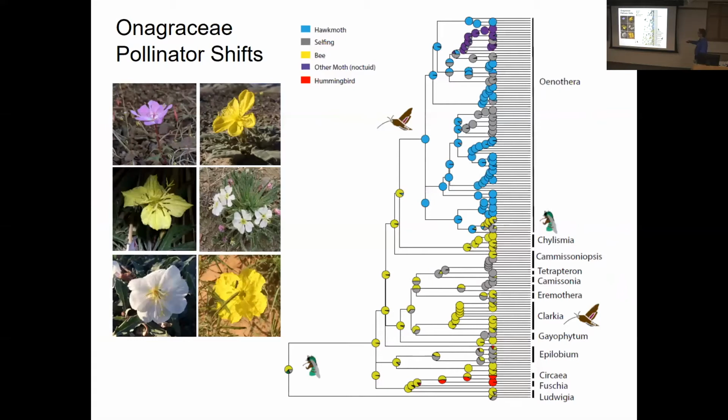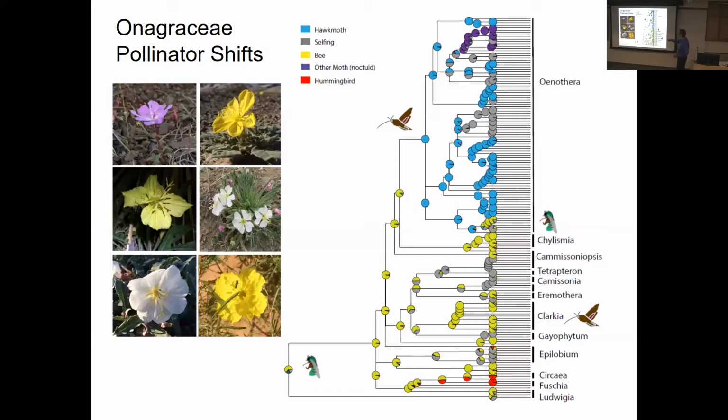So Oenothera itself probably was ancestrally bee pollinated. We have strong support for a lot of these transitions here. And it looks like there was 1 major transition to hawkmoth pollination at the root of many of these Oenothera lineages. And then they transition to self-pollination or noctuid moth pollination or back to bees. So we wanted to capture some of this diversity phylogenetically.